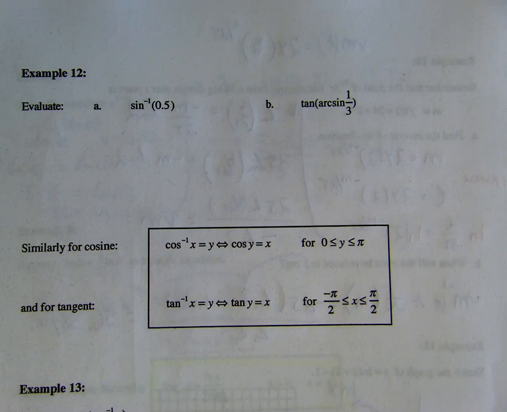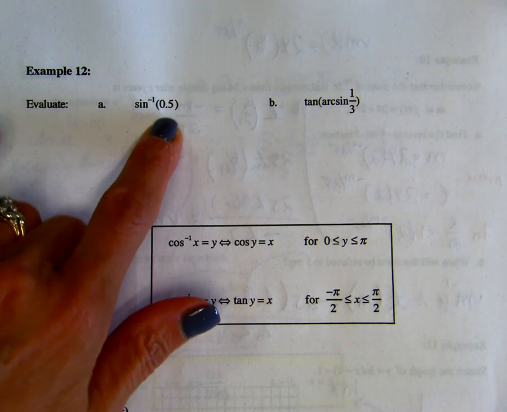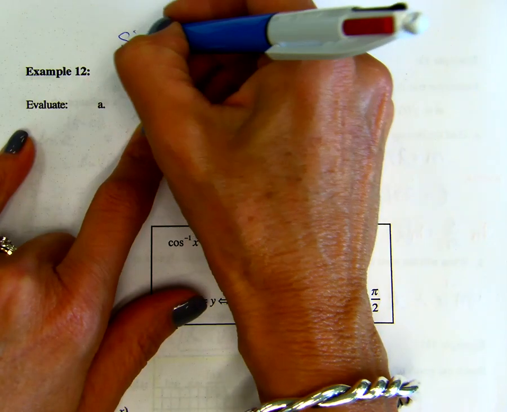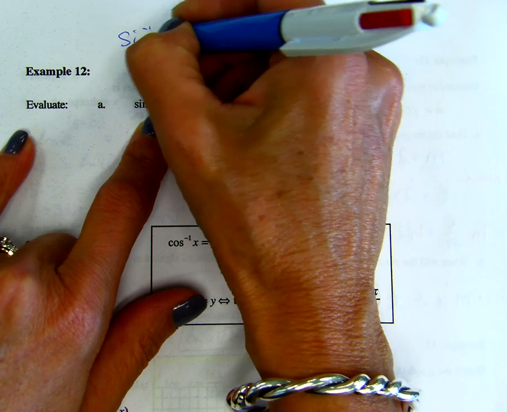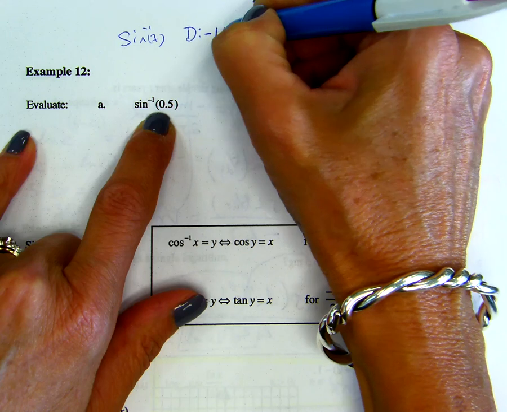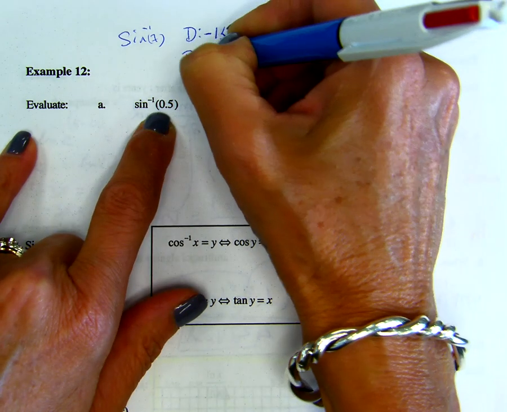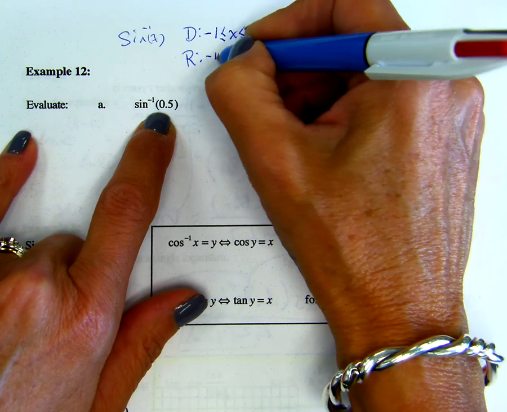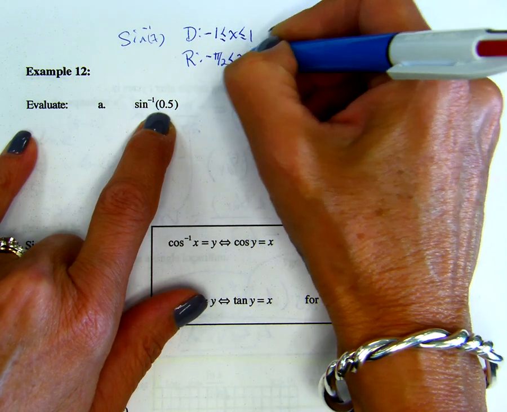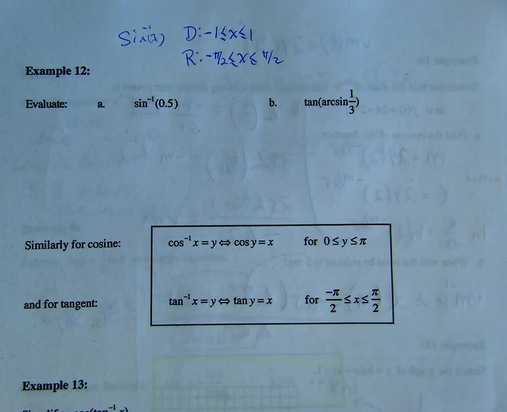We're not going to talk in degrees anymore. Okay, so sine inverse of a half. Remember the domain for your sine inverse function. Sine inverse has a domain -1 to 1, and it has a range -π/2 up to π/2.